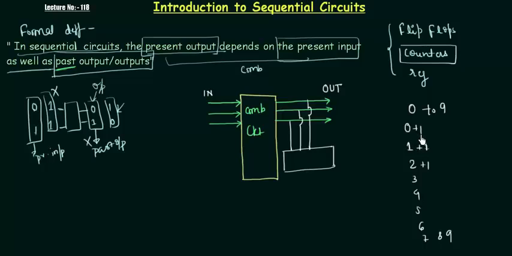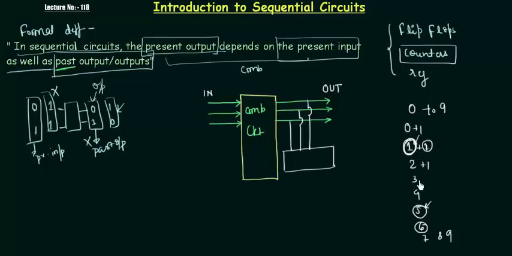So every time it is adding 1 to the previous output, because 0 plus 1 gives us 1. Now when you add 1 to 1, we must know that this 1 was the previous output, because until and unless you know what was the previous output, how are you going to add 1? For example, if I am at 5, then the counter will count 6. It will count 6 only if it knows that the previous output was 5.